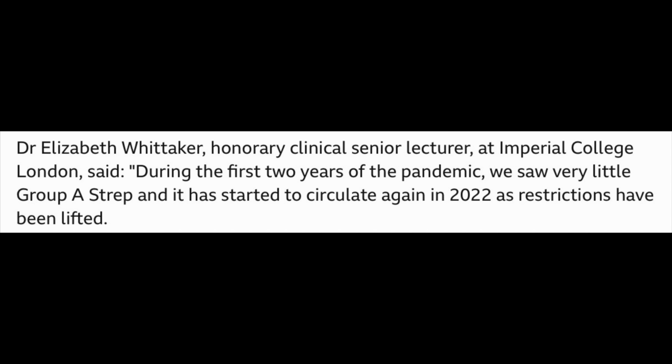So why could we be seeing these increases in Strep A infection then? Well, a clinical senior lecturer at Imperial College London said during the first 2 years of the pandemic, we saw very little Group A strep, and it has started to circulate again in 2022 as restrictions have been lifted. Usually we see a high number of cases in late spring or early summer, often after chickenpox infections. High numbers at this time of year are unusual and probably occurring as normal seasonality has not yet returned.